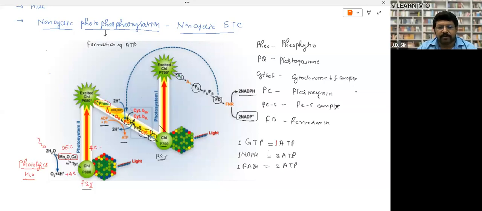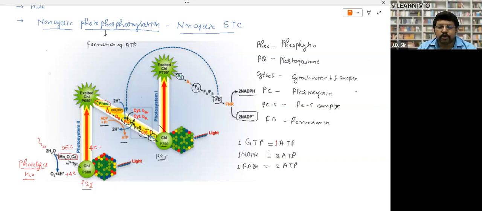Fx to FD. FD means ferredoxin. Fx or Fs means FeS complex, that is, iron and sulfur complex. Then it reaches ferredoxin. From ferredoxin, these electrons are taken by 2 NADP plus. When 2 NADP plus take the electrons, they convert into NADPH. This completes it. So finally, the electron originated from the water molecule breakdown and is finally taken by NADP plus, the final acceptor of the electron.